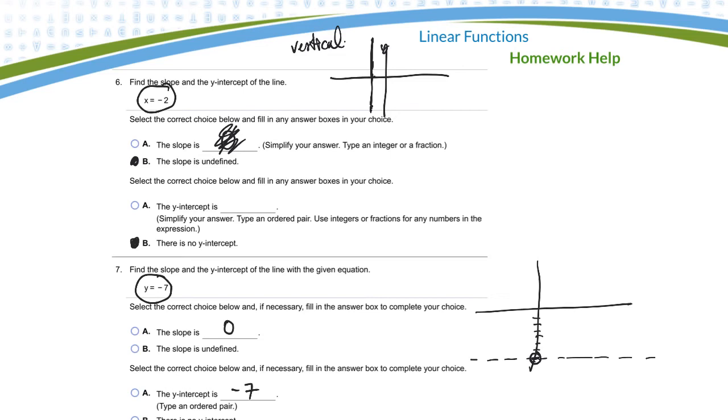They say type an ordered pair. So the ordered pair would be x is 0 and y is -7. That's a better way to write it.